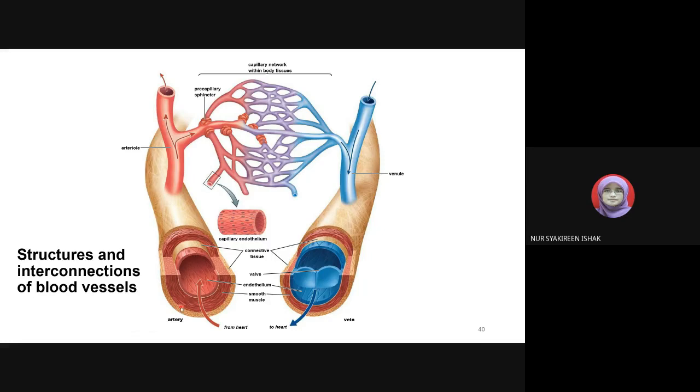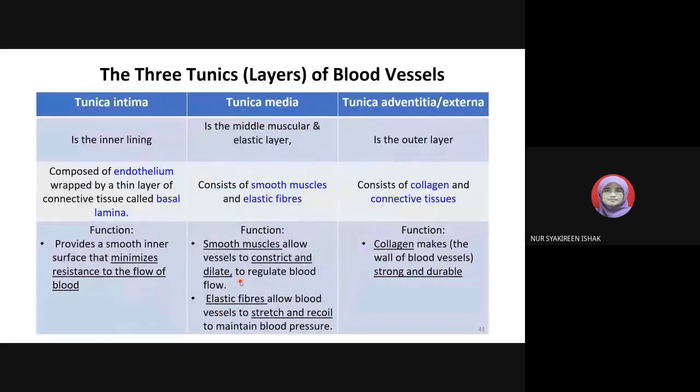By having thicker smooth muscle here, it allows the artery to be able to vasodilate and also vasoconstrict, dilate and also constrict. Outside here, you have the outside layer that consists of elastic tissues and collagen. So this is to protect the blood vessels. These are the three layers of blood vessels. So blood vessels, same as the heart, have three layers.